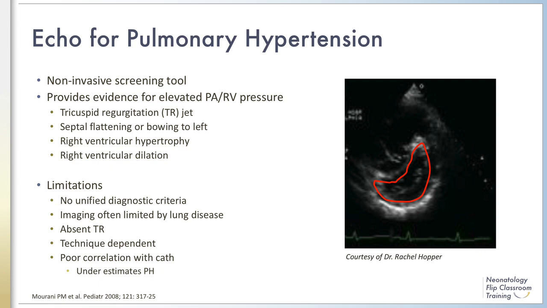In addition, the echo images are often limited by lung disease and also influenced by individual techniques. Further, tricuspid regurgitation jet is often absent in this population. One study found that only 61% of echo studies could quantify TR jet in infants with BPD, and echo correctly determined severity of pulmonary hypertension in only 47% of cases as compared to cardiac cath.